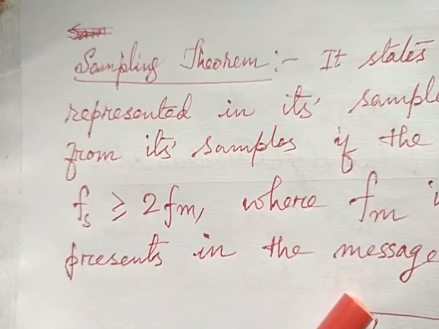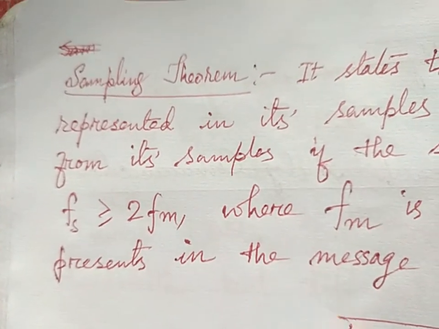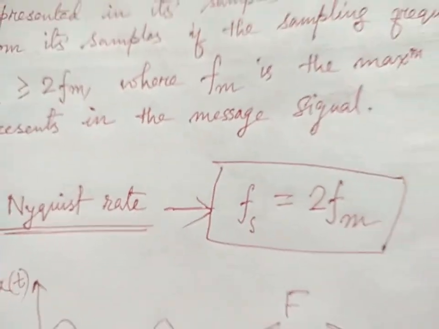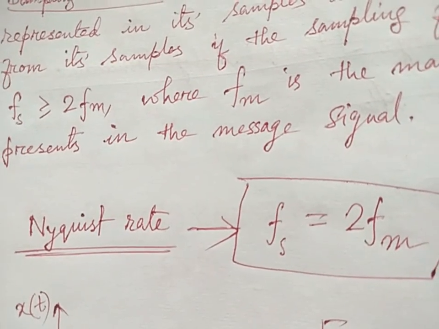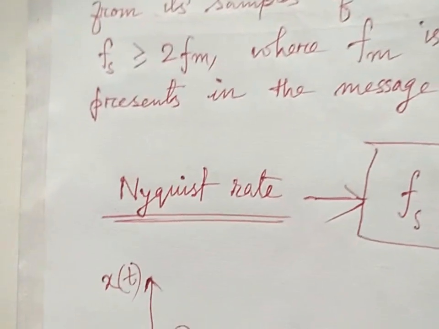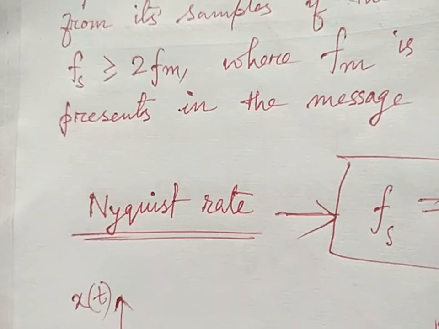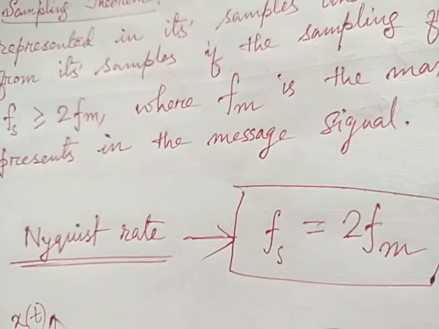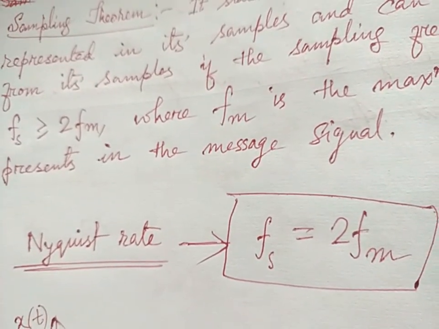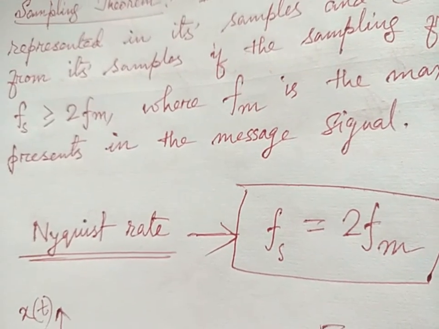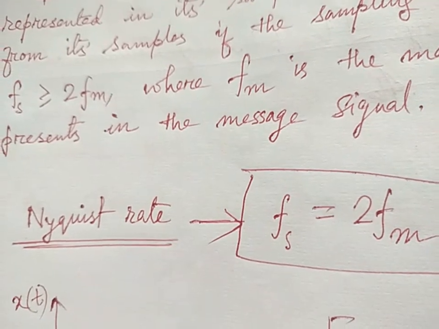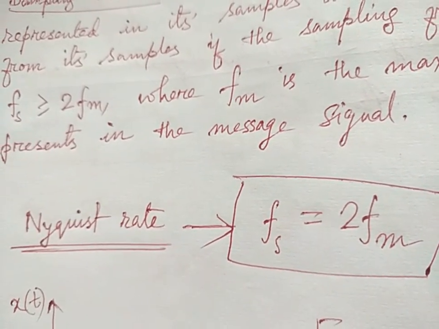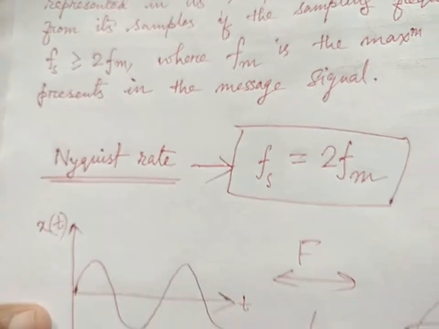That is the minimum frequency requirement, and that minimum sampling rate, that is fs equals twice fm, is known as your Nyquist rate. So what is the Nyquist rate? That is twice fm, the minimum sampling frequency required to recover back the message signal. Now let's come to its proof.